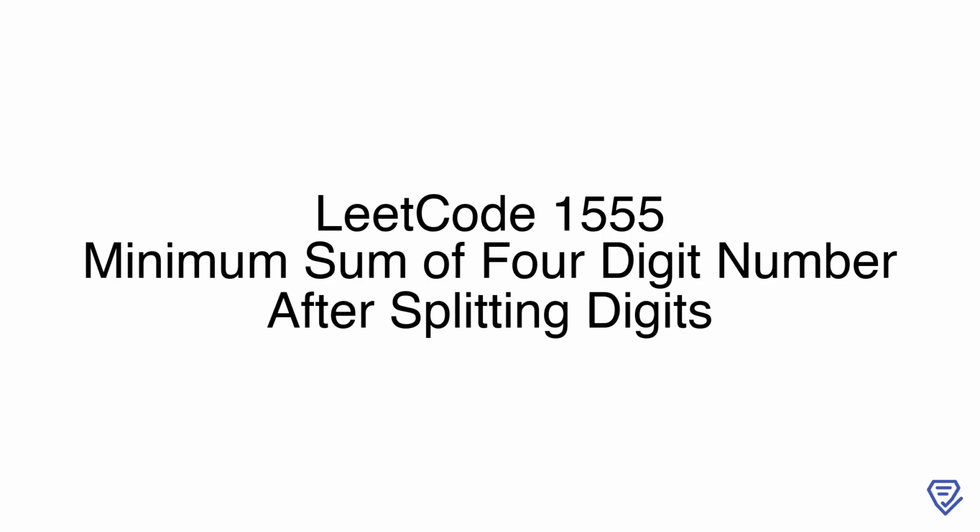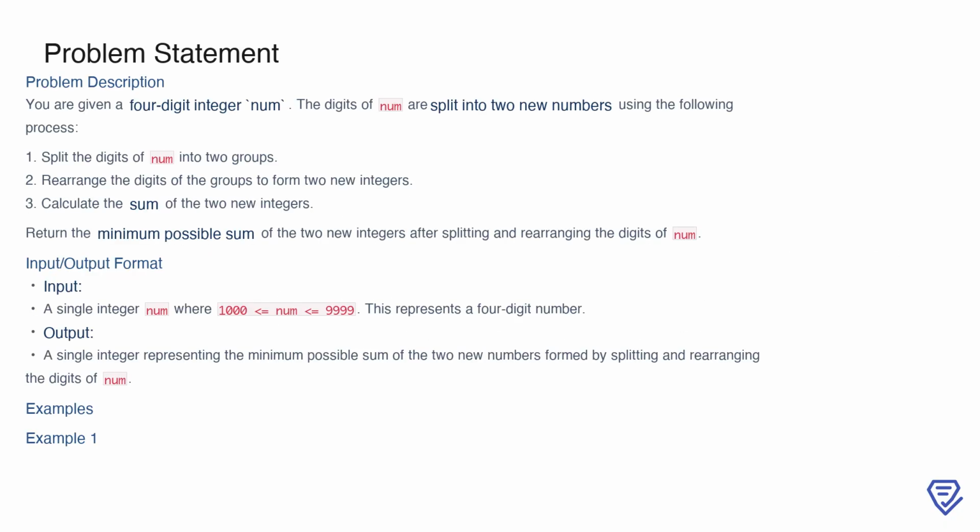In this session, we will dive into LeetCode problem number 1555, titled Minimum Sum of 4-Digit Number After Splitting Digits. We'll explore how to split and rearrange digits strategically to achieve the minimum sum of two numbers. Let's get started. The problem is to determine the minimum possible sum of two integers that are formed by splitting and rearranging the digits of a given 4-digit number.